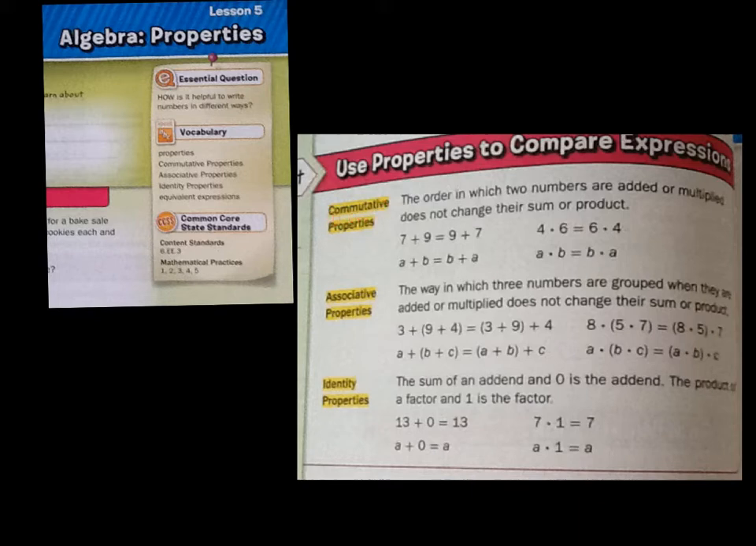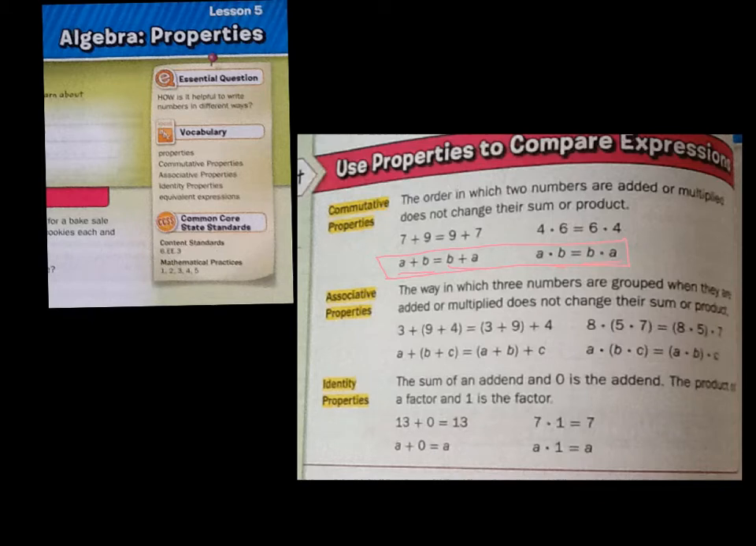First off, we have the commutative property. The commutative property is the order in which 2 numbers are added or multiplied, and it does not change the sum or the product. So for example, if I have 7 plus 9, that's the same as saying 9 plus 7. And I can throw variables in there, like they did here. For multiplication, remember product means multiplication, sum means addition. I have 4 times 6 or 6 times 4. Either way, it's going to be 24, and I can fill it in with variables again. So when asked what the commutative property is, it's when you plug those variables in.